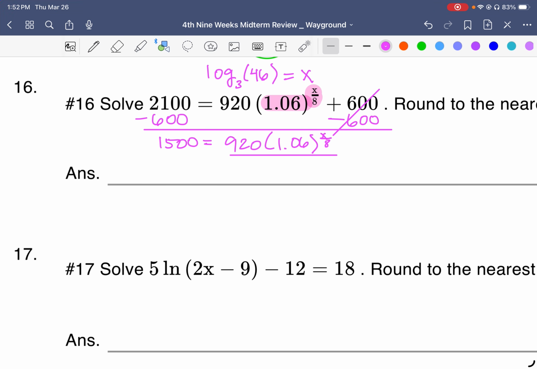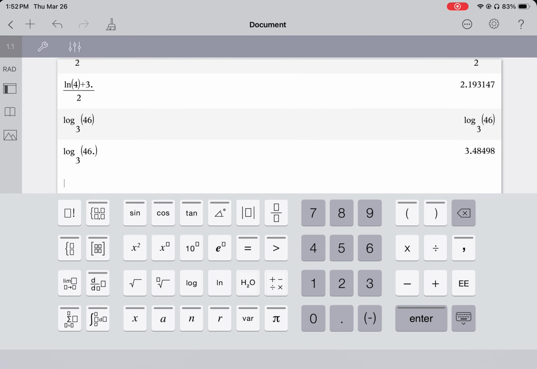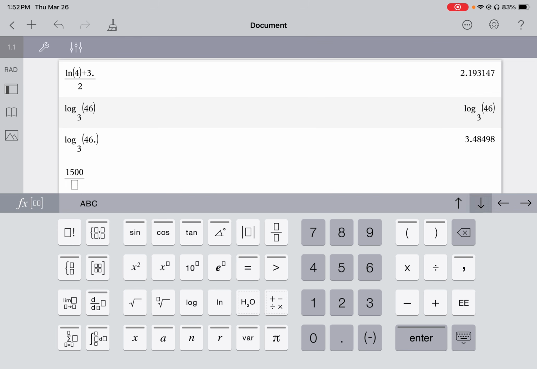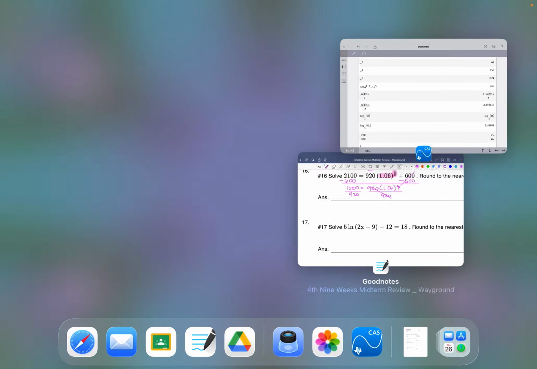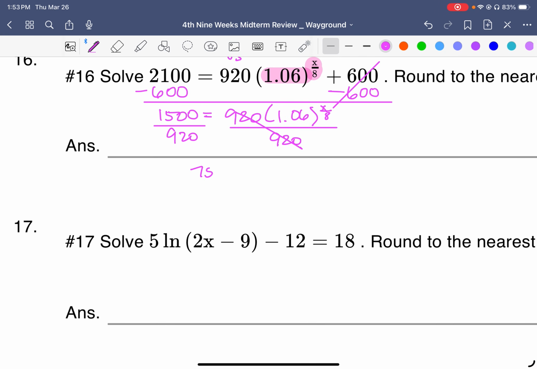Then I need to divide both sides by 920. This cancels out. Let's see if that fraction reduces. So the fraction was 1500 divided by 920, and it reduces to 75 divided by 46. 75 divided by 46 is equal to 1.06 to the power of x divided by 8.